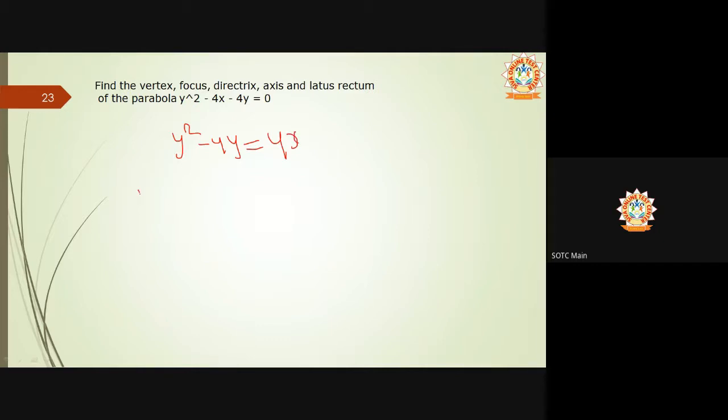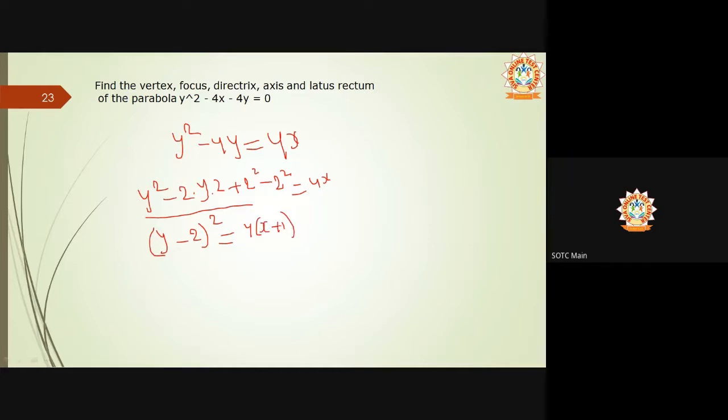So now if you write it as a perfect square, y square minus 2 into y into 2 plus 2 square, minus 2 square is equal to 4x. Right? So now (y minus 2) whole square. The minus 2 square goes to the other side, and it will become plus 4. So 4x plus 4, take 4 common, it will become (x plus 1).